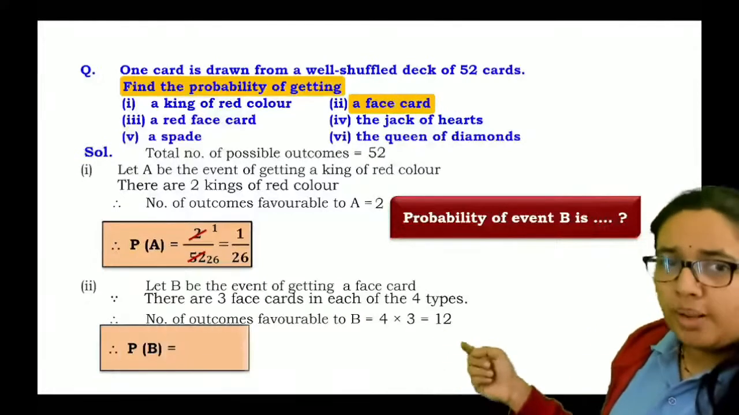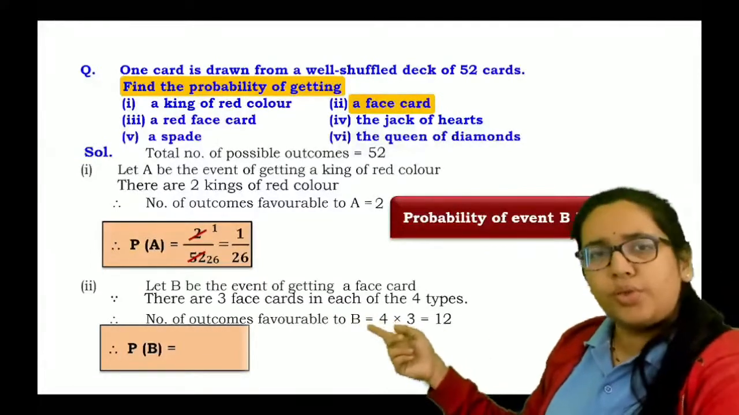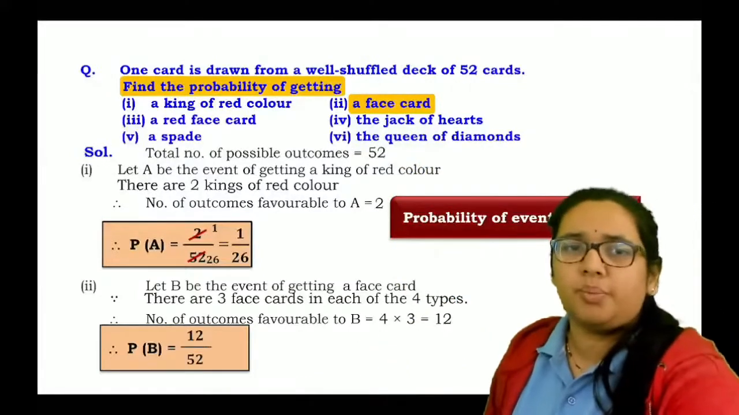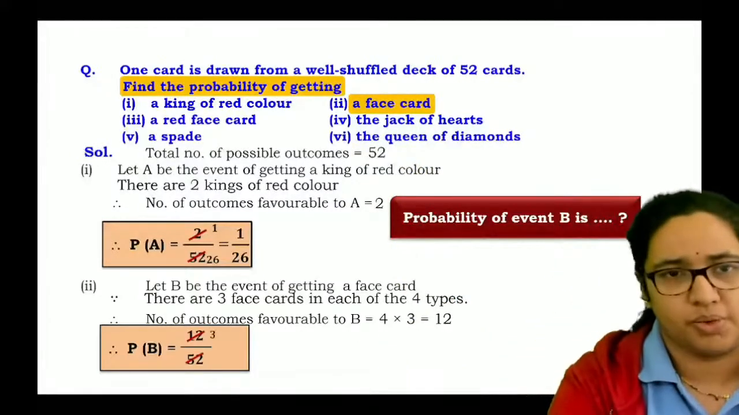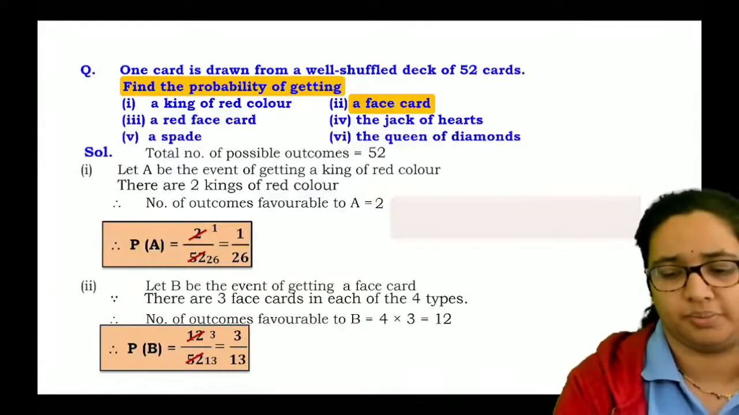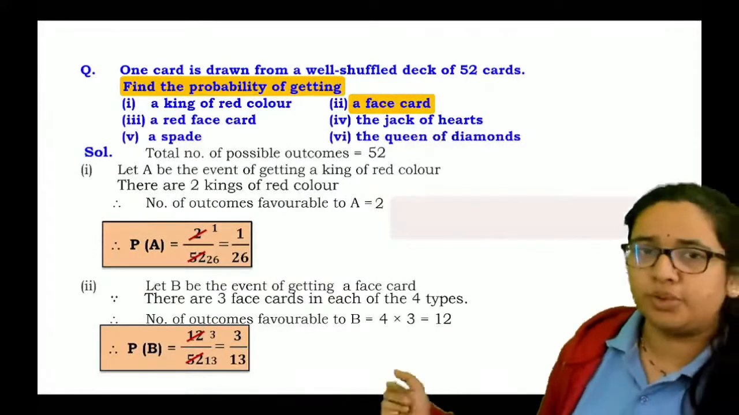Then the probability is nothing but number of favorable outcomes divided by total number of outcomes. So it will be 12 upon 52. After simplifying this, you will get this answer as 3 upon 13.